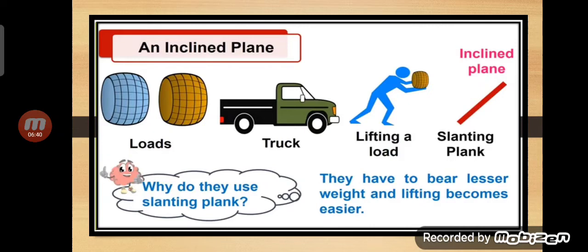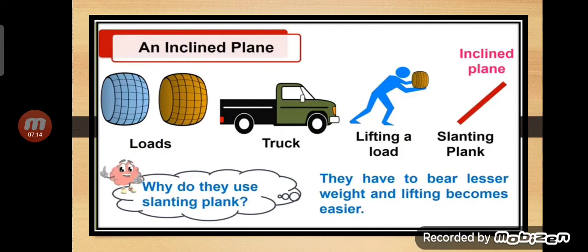So they both decided to keep these loads with the help of slanting planks. But why do they use a slanting plank, children? Yeah, because if the slanting plank is used to lift the weight, they have to apply a lesser force and lifting becomes easier. And what do we call this slanting plank, children? Yeah, such a plank is called an inclined plane, children.